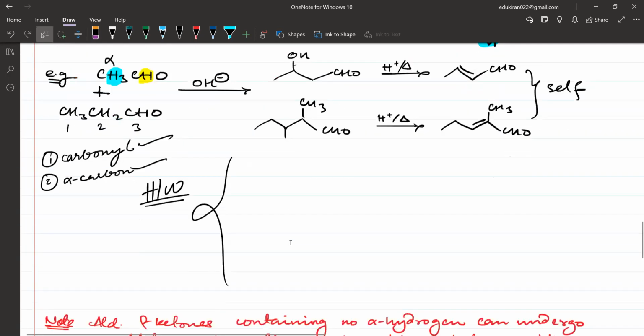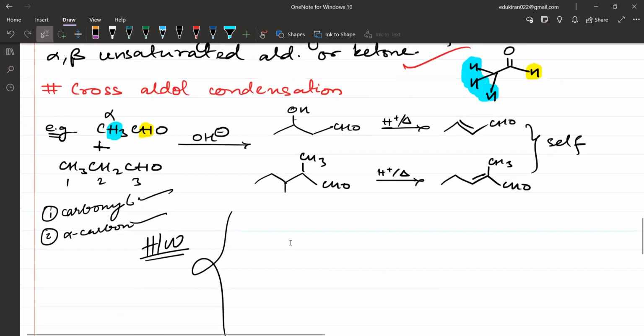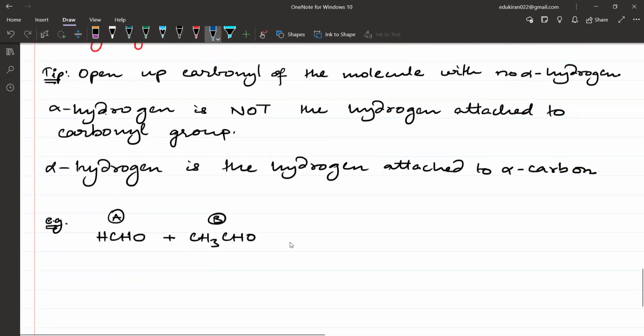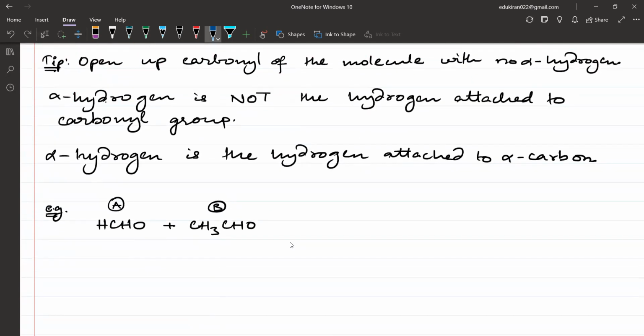So is that attached to carbonyl carbon? Tell me. No, it's attached to the alpha carbon. This is attached to the alpha carbon. ठीक है? Tell me. A and B. Which has alpha hydrogen? A or B? Can you see the levels on which you can make mistakes, Hanifa?